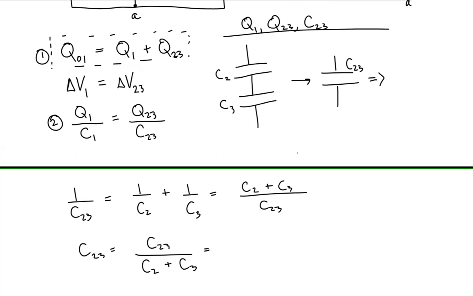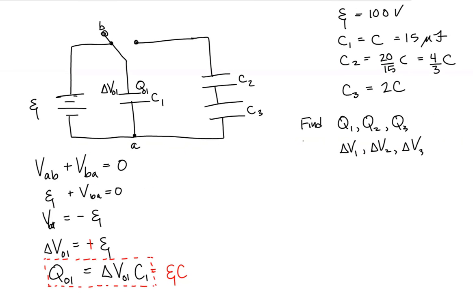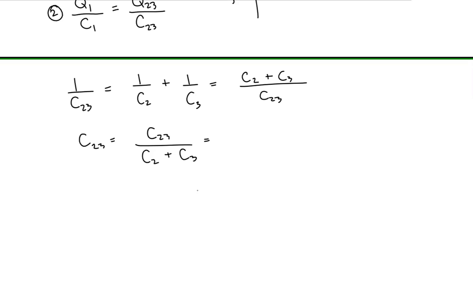And I'm going to go ahead and use my proportions that I set up here. So I know C2 is 4/3 C3 and C3 is 2C. Oh, and this is the product in the numerator, C2, C3 in the numerator. So this is 4/3 C times 2C over 4/3 C plus 2C. Well, there's a C that cancels in the numerator and denominator.